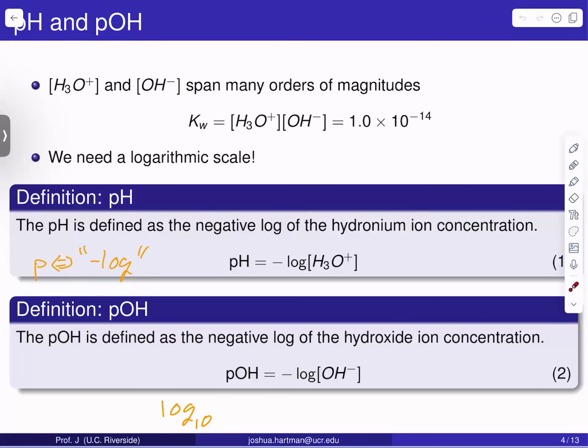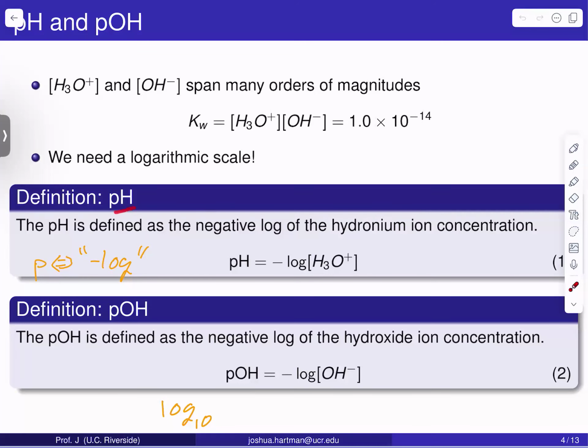Okay, so that all seems fine and good. However, when we're dealing with these concentration units, with numbers on the order of 10 to the minus 7 or 10 to the minus 14, these are very small numbers. And we find that during the course of a given chemical reaction or for different chemical species, the concentrations of OH minus and H3O plus are actually going to span many, many orders of magnitude. And so it becomes convenient to introduce a logarithmic scale to more easily talk about these different concentrations.